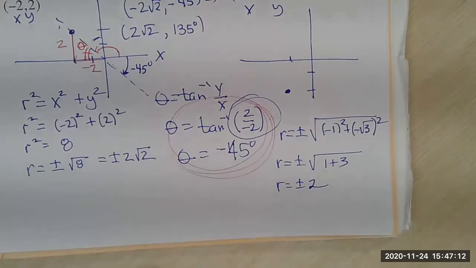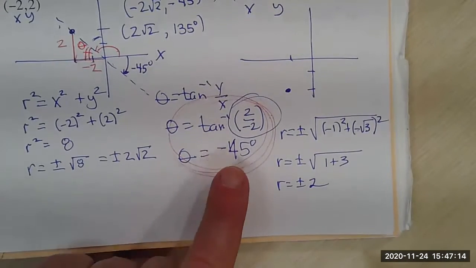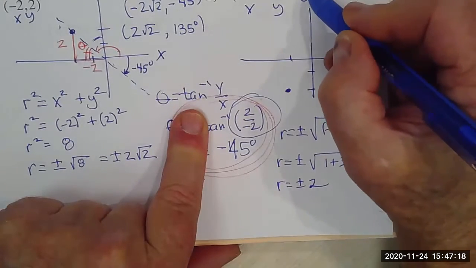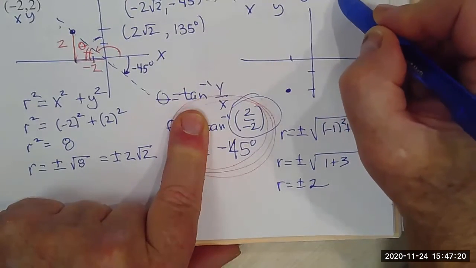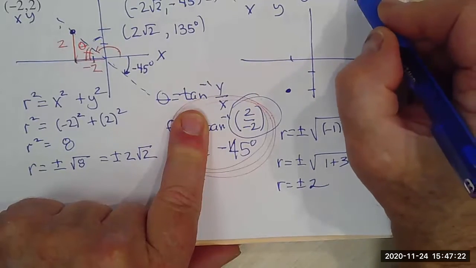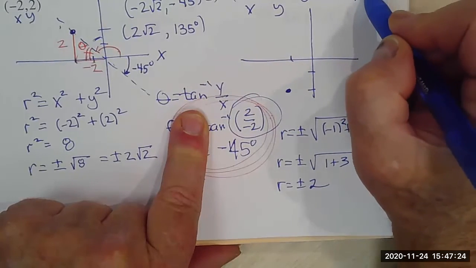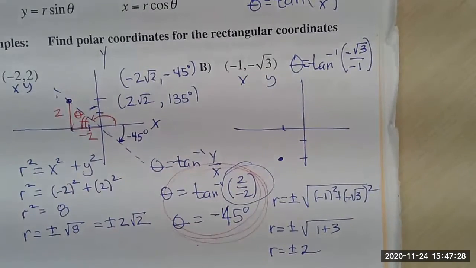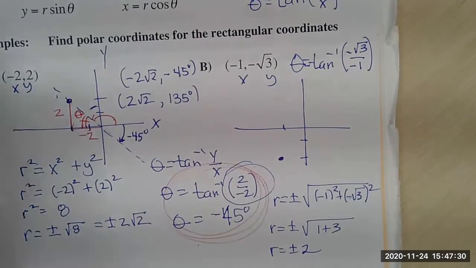Okay, now we're going to find the angle. And we're going to use this concept again right here. So theta is equal to tan inverse of negative root 3 over -1. A little tan inverse thing on here. Oh, that's just tan inverse of a positive root 3, excuse me.